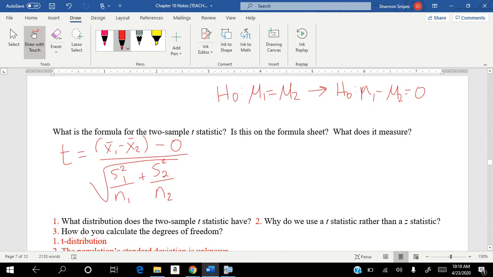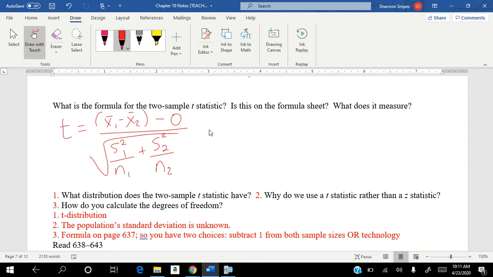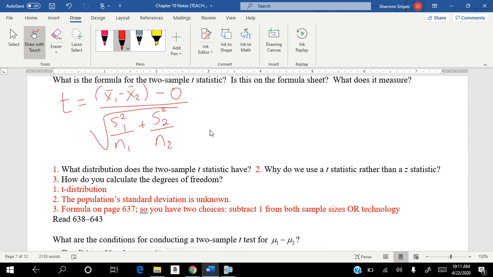Okay, so that is our test statistic, and it measures the number of standard deviations away from the mean in a t distribution. All right, so what distribution does the two sample t test statistic have? So it's the t distribution. And we use the t test statistic rather than the z statistic because we do not know the population standard deviation.